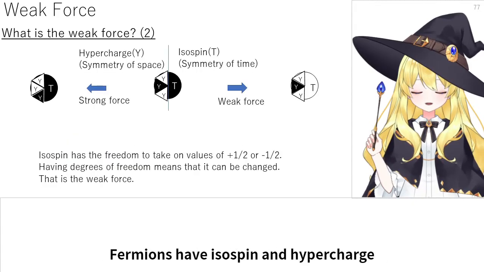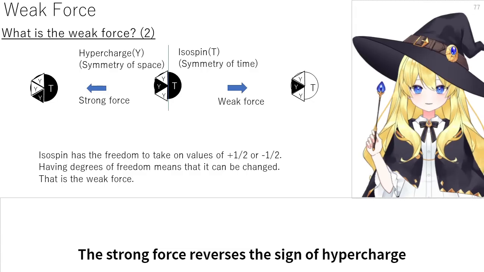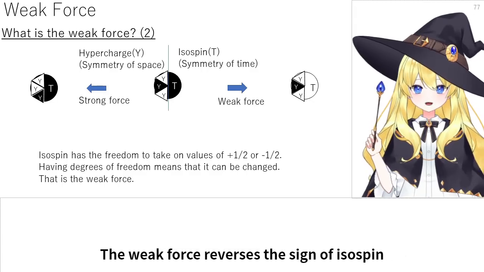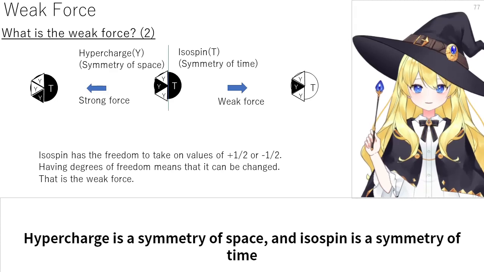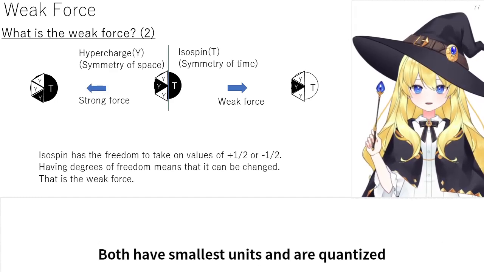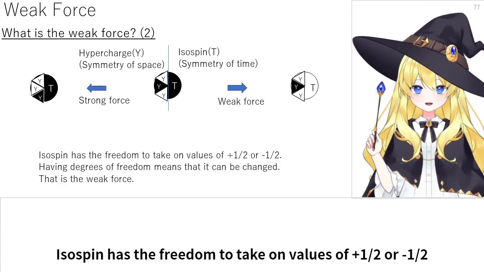Fermions have isospin and hypercharge. The strong force reverses the sign of hypercharge. The weak force reverses the sign of isospin. Hypercharge is a symmetry of space, and isospin is a symmetry of time. Both have smallest units and are quantized. Isospin has the freedom to take on values of 1/2 or minus 1/2.